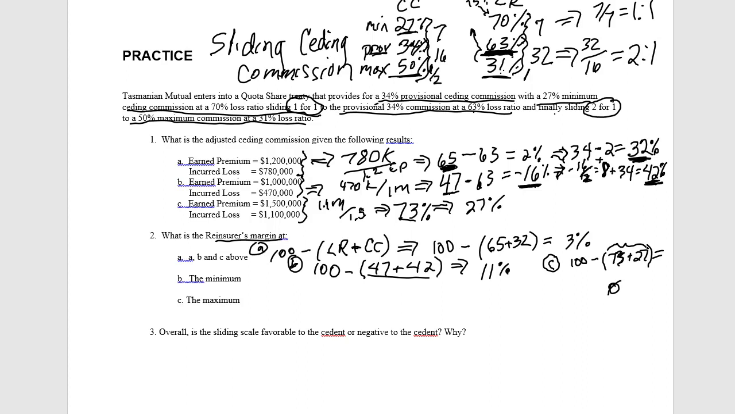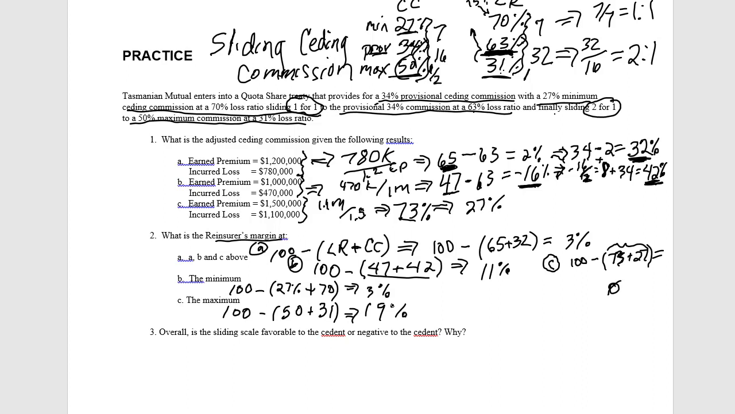Now to calculate the margin at the minimum ceding commission. It's 100 minus the minimum ceding commission of 27%, and right when you hit the minimum, the loss ratio is 70. So that is 3%. And the maximum is 100 minus the max of 50 plus the loss ratio of 31 is 19%.